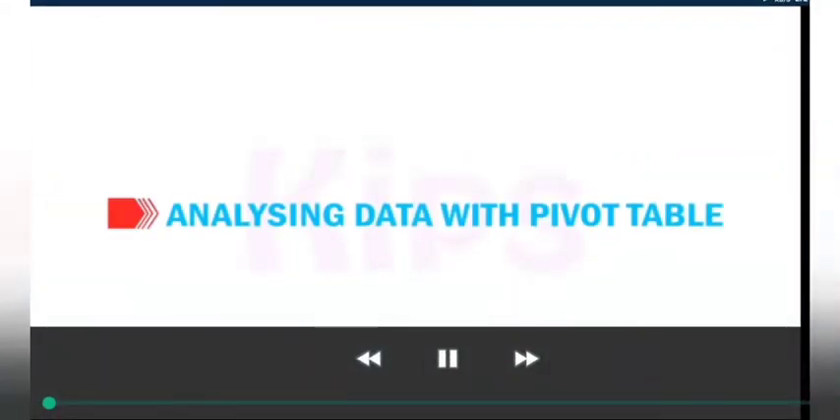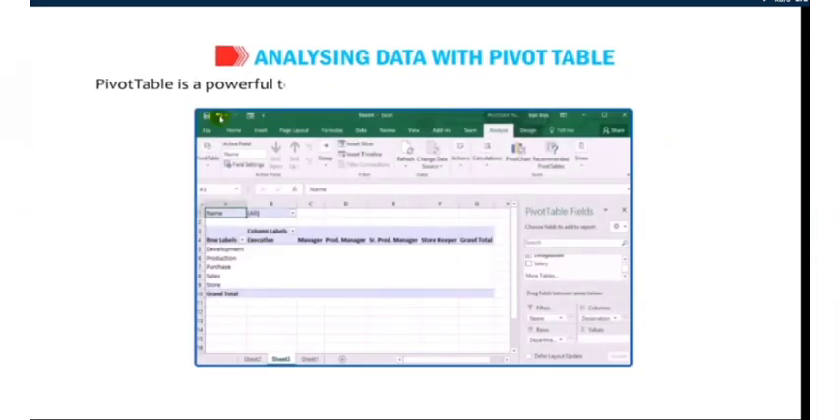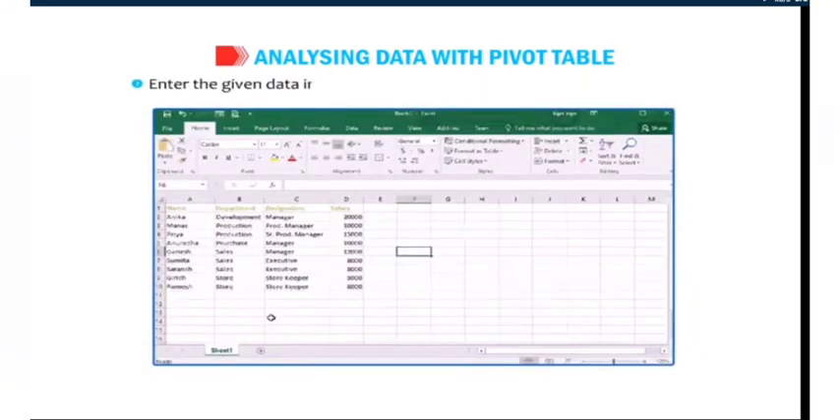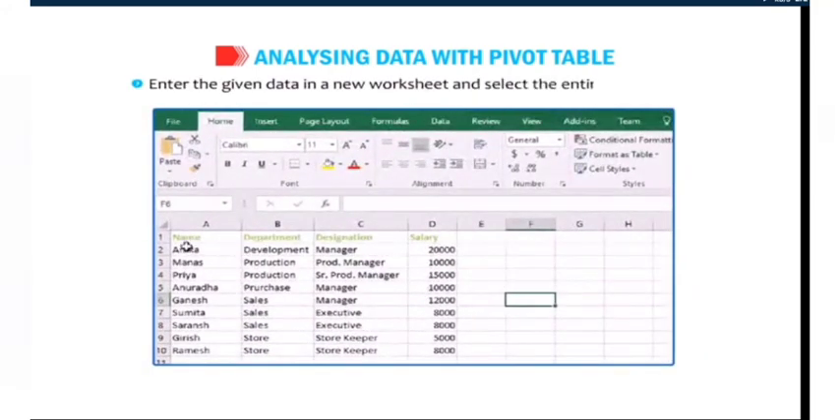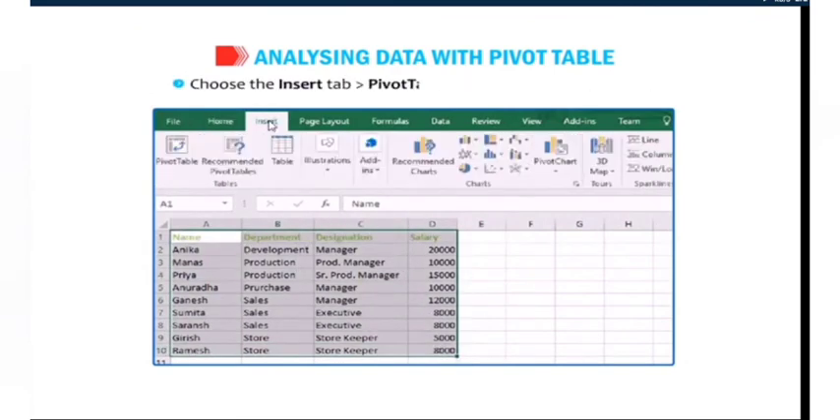We will learn how to analyze data with Pivot Table. Pivot Table is a powerful tool for consolidating, summarizing, and presenting the data. Follow these steps to create Pivot Table. Enter the given data in a new worksheet and select the entire data range. Choose the Insert tab, then go to Pivot Table option in the Tables group.